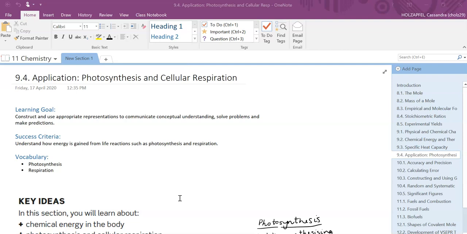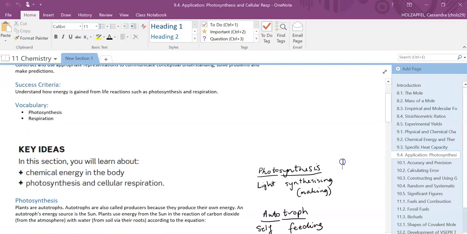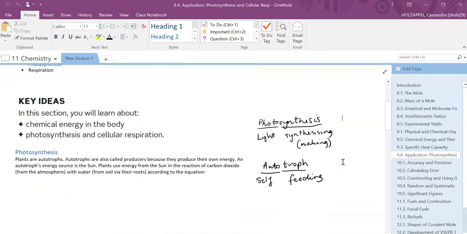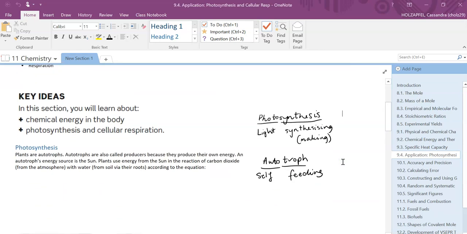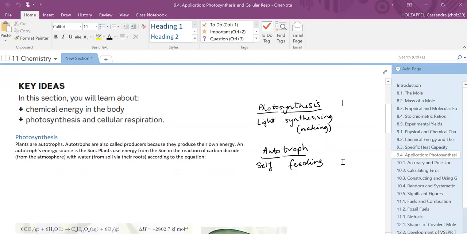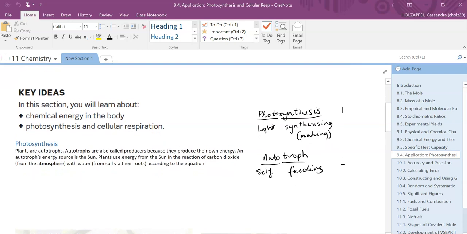I think that photosynthesis and cellular respiration, though, can be really, really interesting from the biological perspective. And I really think that you should go out and have a look at what's going on at the cellular level as well, because I find this stuff really interesting. Okay, so like I said, primarily we're looking at chemical energy in the body, and how it relates in a chemical sense. So let's talk about photosynthesis to start off with.